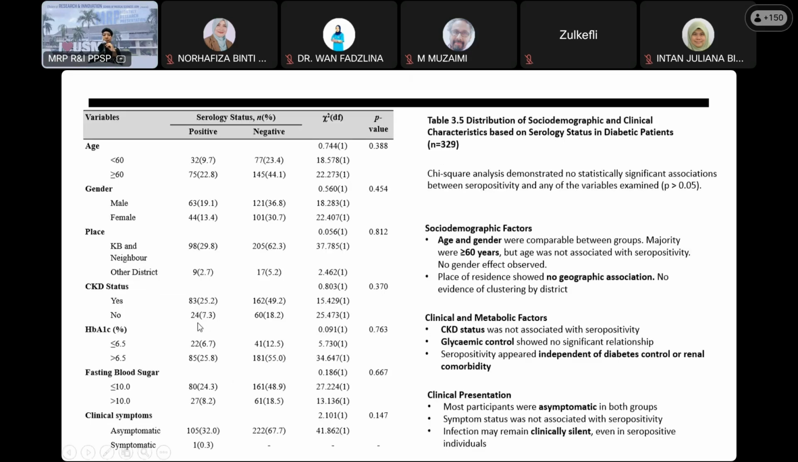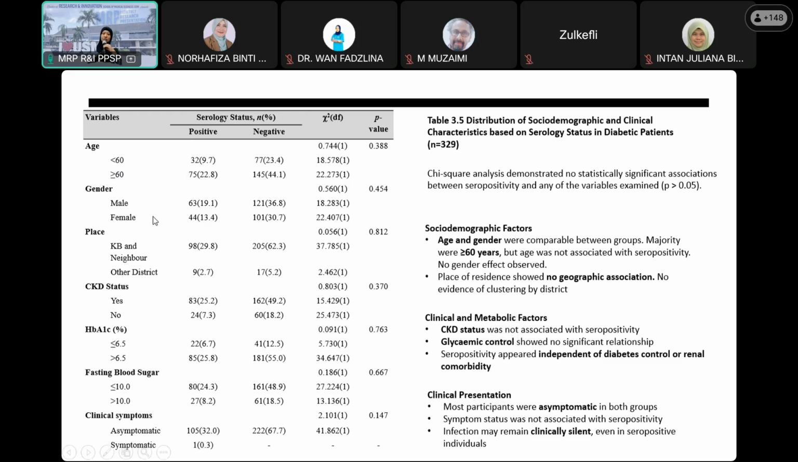Okay, for table 3.5, we look at the demography of the seropositive patients and seronegative patients. Also, we did not find any significant value between patients aged less than 60 and patients more than 60. So between age and seropositivity also did not give any significant p-value. But if you can see, more patients with age more than 60 have positive serology results.